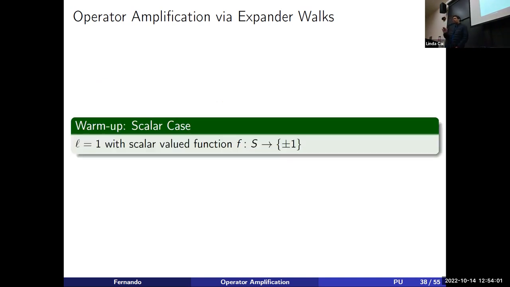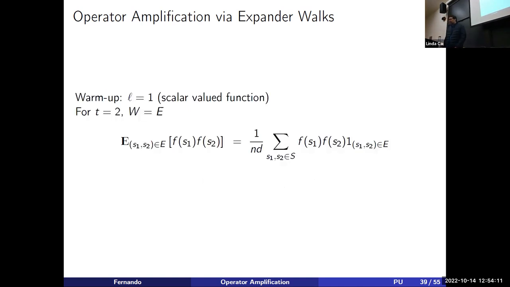And as a warm up, let's start from the scalar case. Let's say that we have one by one matrices and this is plus minus one, even for simplicity, just to think about what's going on. And okay, let's say that we take t equals 2. So you're essentially computing the average over the edges of this graph, right? So here you have this factor 1 over nd, and you have the summation, right? f of v1 here, and you have the indicator of this being an edge.